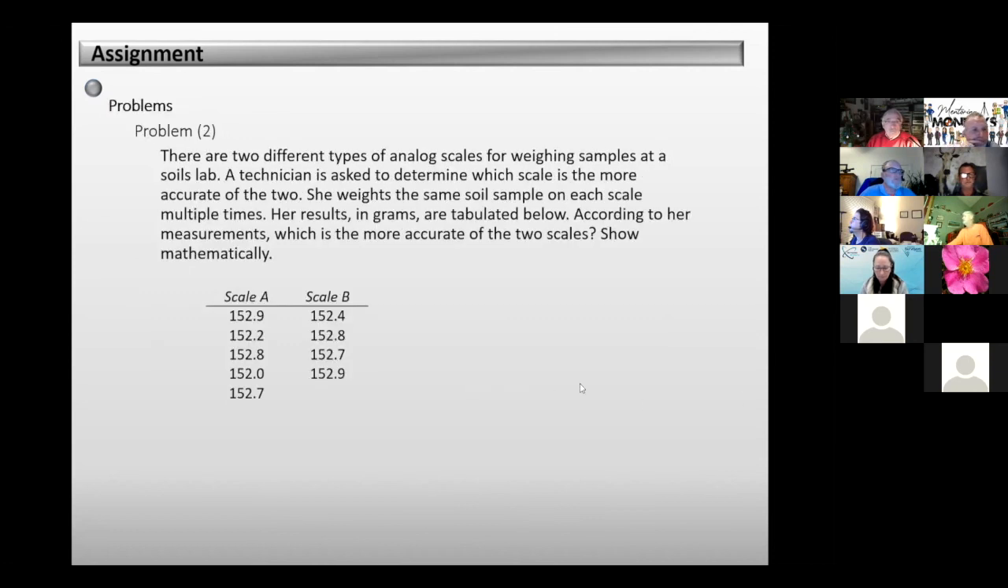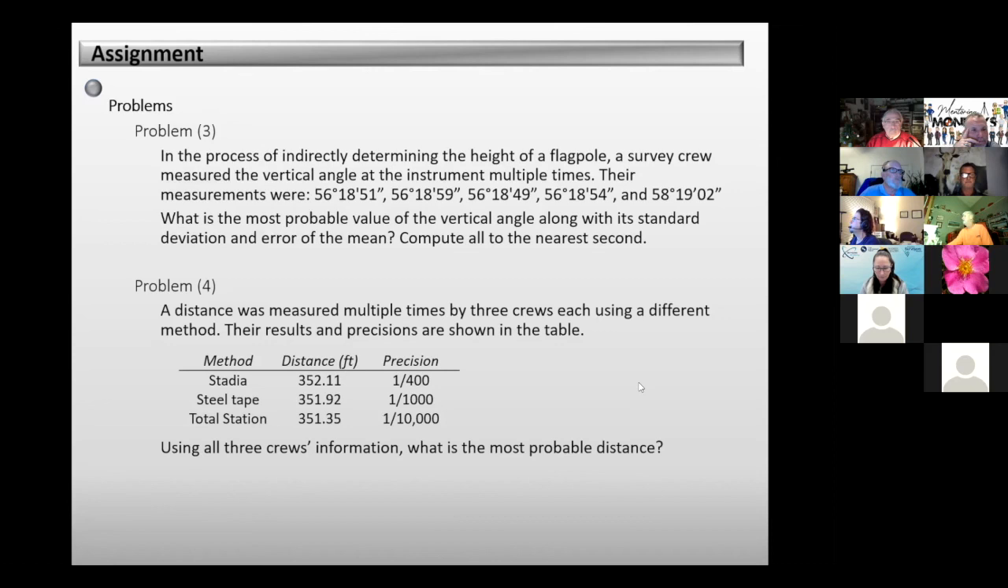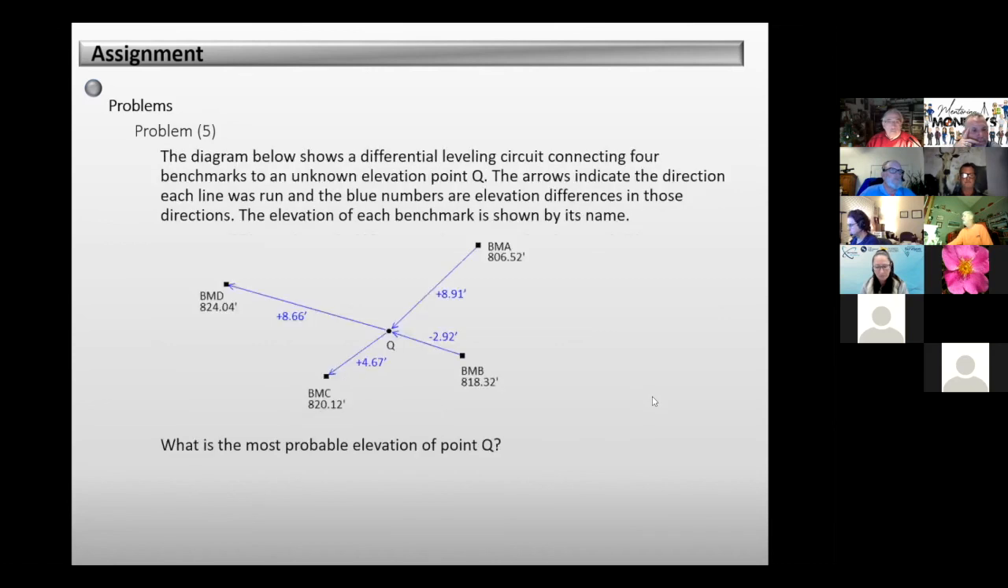Let's see. I'm gonna skip that one. All right, did anybody do this one? This was a diagram of a level circuit where point Q was tied to 4 benchmarks, and we want to know what the most probable elevation of point Q is. Anybody figure out how to do that?